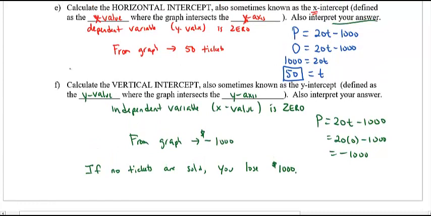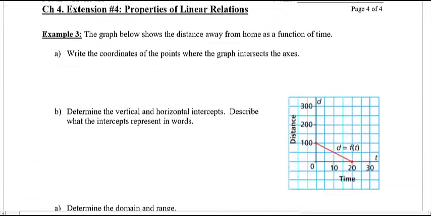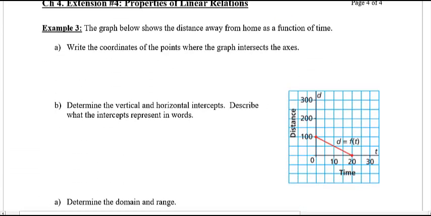Okay. Oh, I guess I should go back up here and do that too. Interpret the answer. Here, I'm saying I need to sell 50 tickets in order to not lose money. So the term in industry is called break even. To not lose any money at all. Okay? So there is a way where we can interpret the graphs of a linear function, use it to help us answer questions in a real life situation to hopefully make sure that you will not fail and lose a lot of money. Alright?